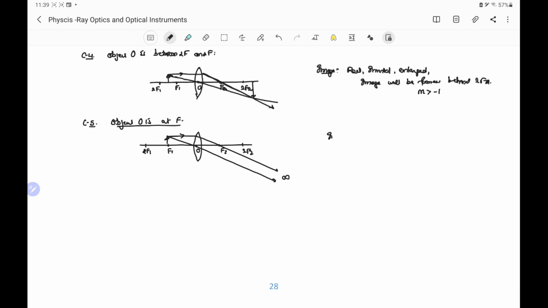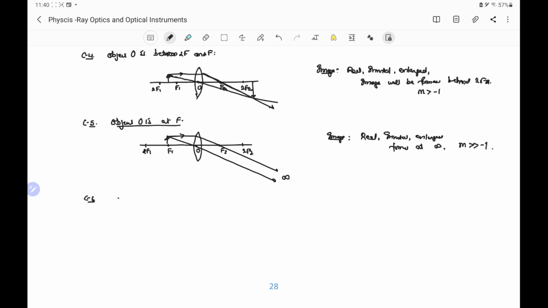So property of the image will be, it is a real image, inverted image, and enlarged, formed at infinity with magnification is very greater than -1.